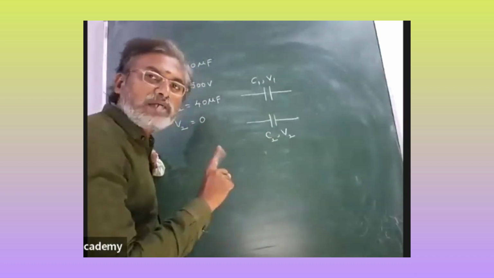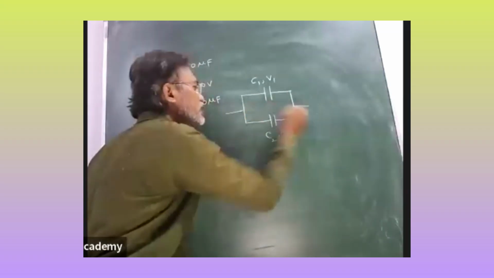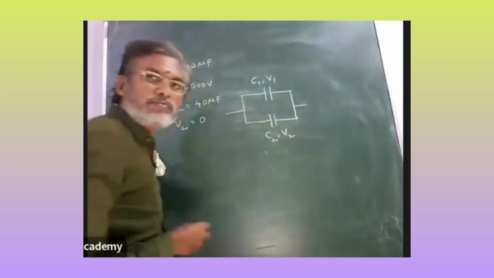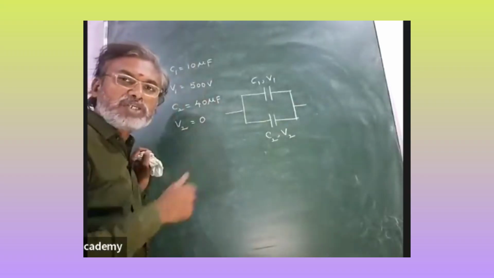And these two capacitors are connected together in a parallel combination. And thereby what happens here? Both are having different potentials.